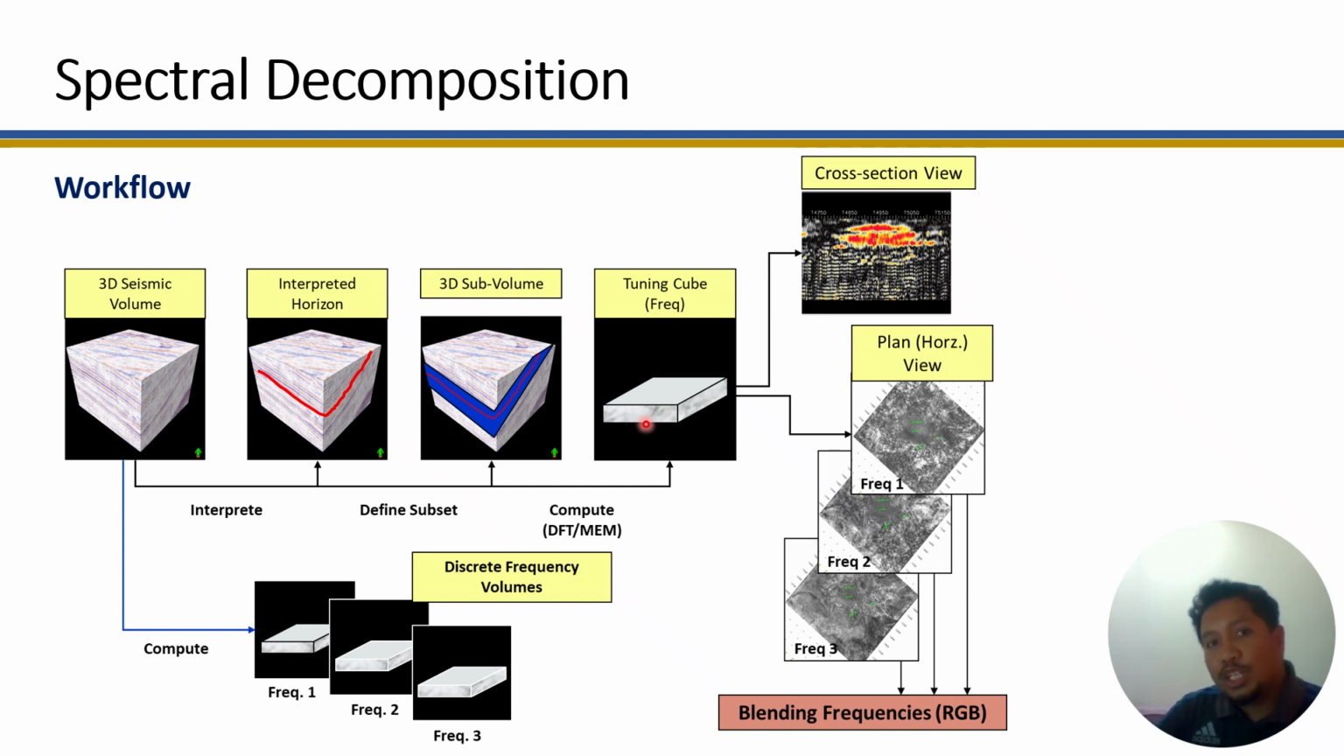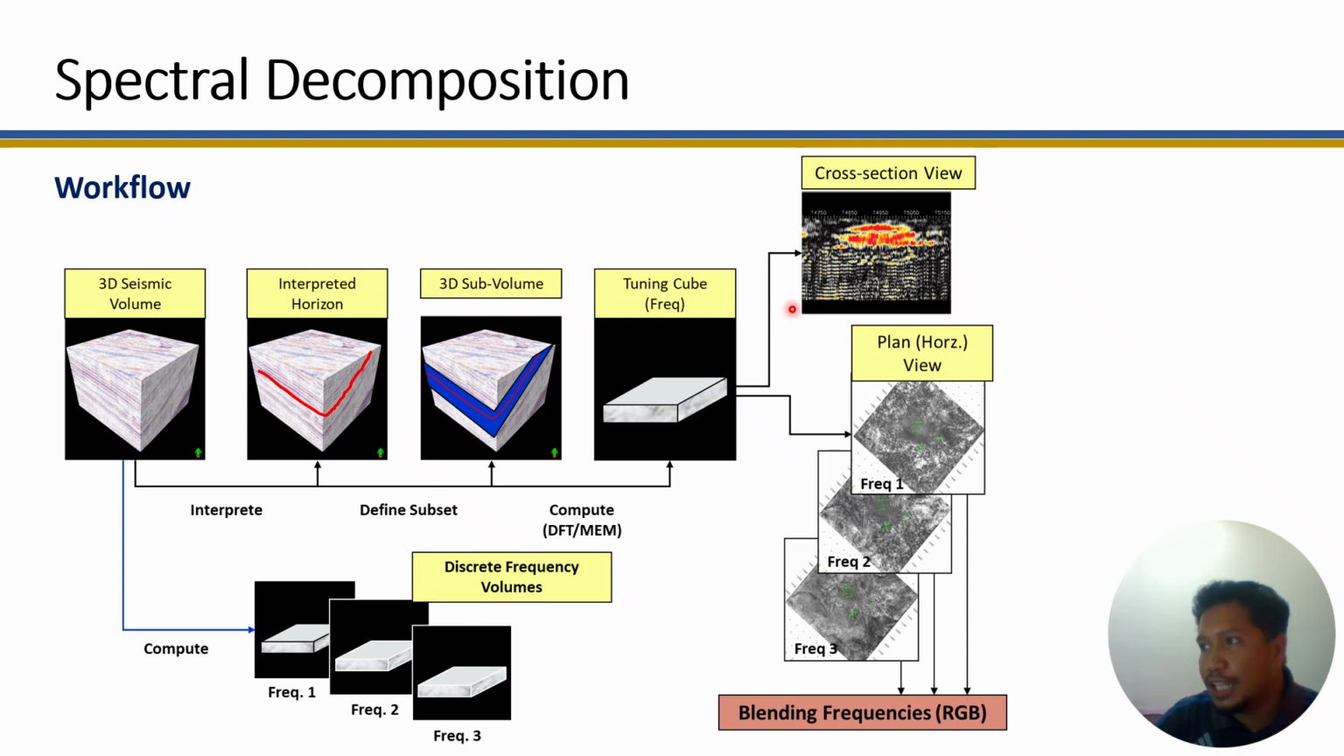And then the tuning cube frequency. The tuning cube is a 3D volume that contains the frequency response of the 3D subvolume. The frequency response is calculated by applying the Fourier transform to the seismic data in the 3D subvolume. From the 3D seismic volume we can also compute different discrete frequency volumes. A discrete frequency volume is a 3D volume that contains the frequency response of the 3D subvolume at a discrete frequency. The discrete frequency volume is created by slicing the tuning cube at a specific frequency.